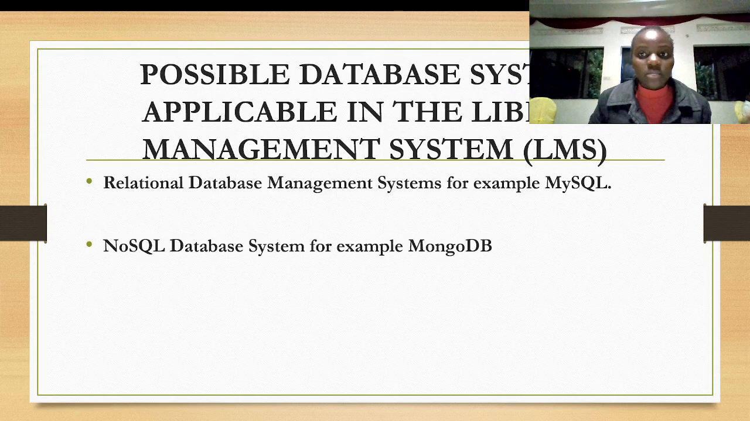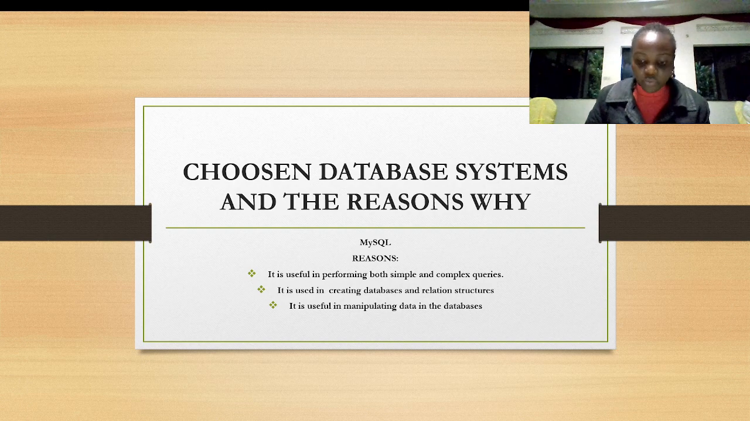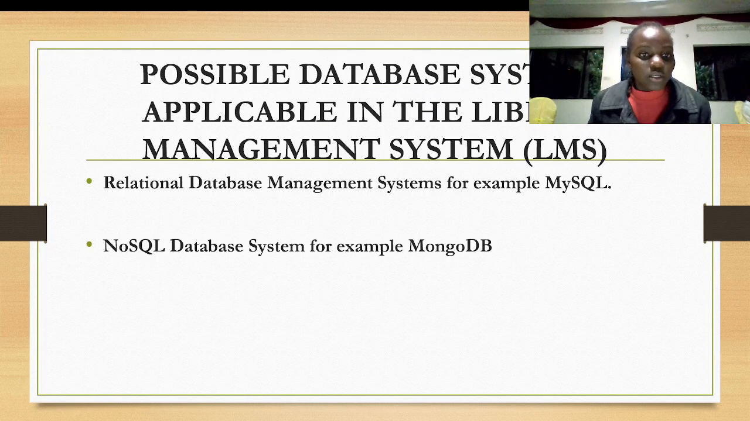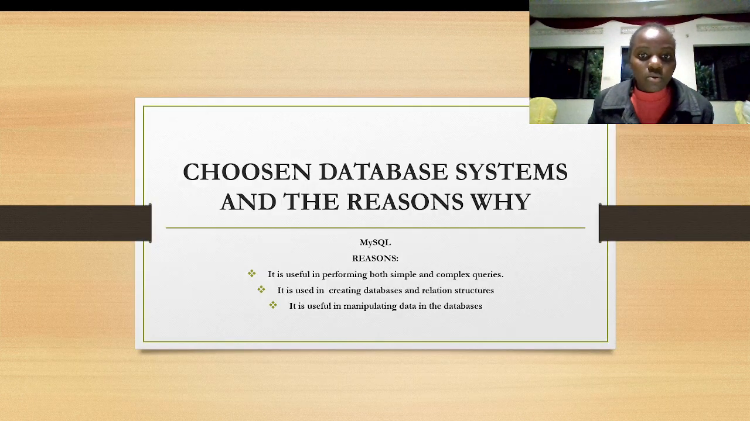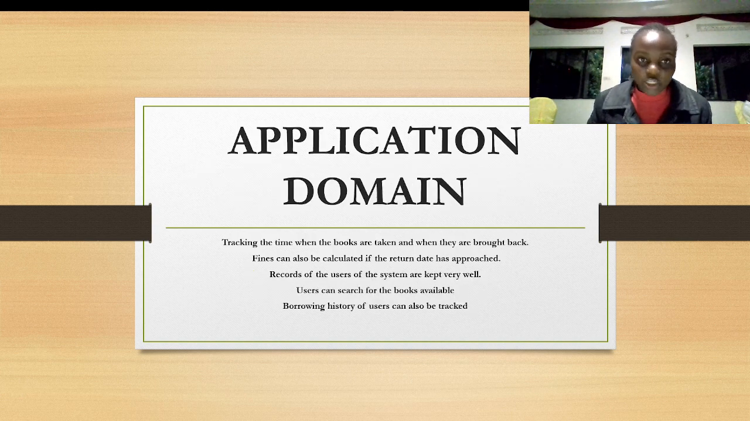So these are the possible database systems that can be applied in the library management system. We have the relational database management system, like MySQL, and then the NoSQL database system, like MongoDB. So you can use these in your database system. I chose MySQL because it's useful in performing both simple and complex queries. It is useful in manipulating data in the database, and it's used in creating databases and relational structures.